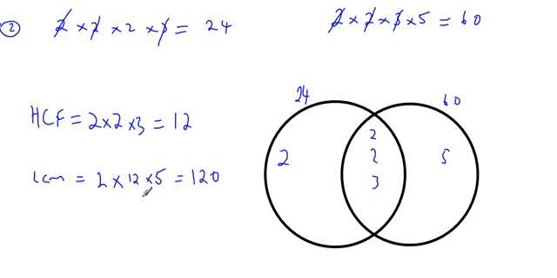Well, you could have done the other way around because when you're multiplying it doesn't really matter. 5 times 12 is 60. 60 times 2 is 120. And that gives you the HCF of 24 and 60 and the LCM of 24 and 60 also.